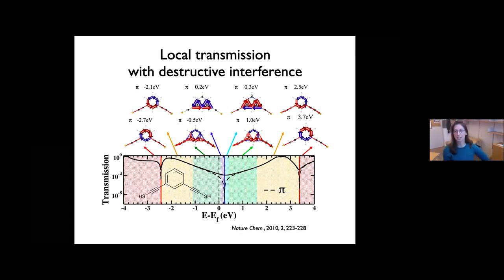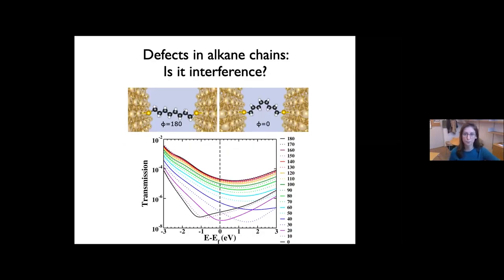So this gives us a sense that this is something else we can look for when we're trying to find an interference effect in a molecular system.